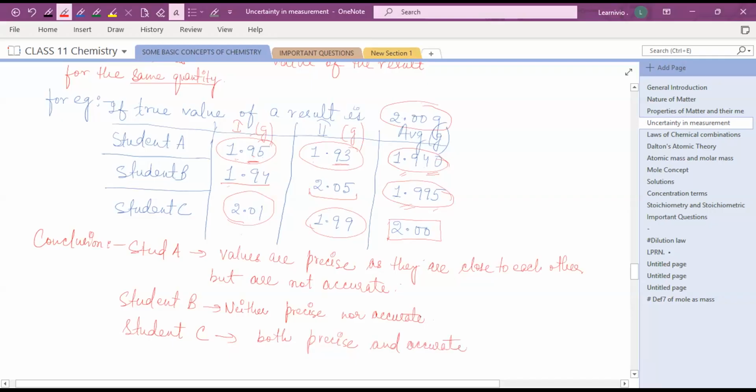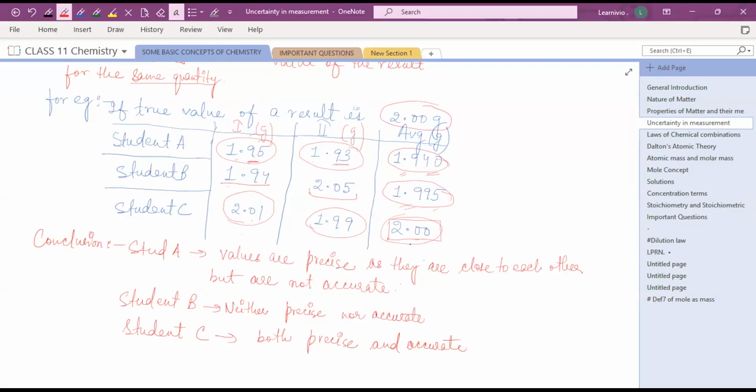So this is all about accuracy and precision. Student A's values are precise because they are very close to each other, but not accurate because the average is not equal to the true value. Student B is neither precise nor accurate. But student C's readings are precise because the first and second readings are very close, and the average is the same as the true value, so it is accurate. The student C results are both precise and accurate. I hope it is clear now.